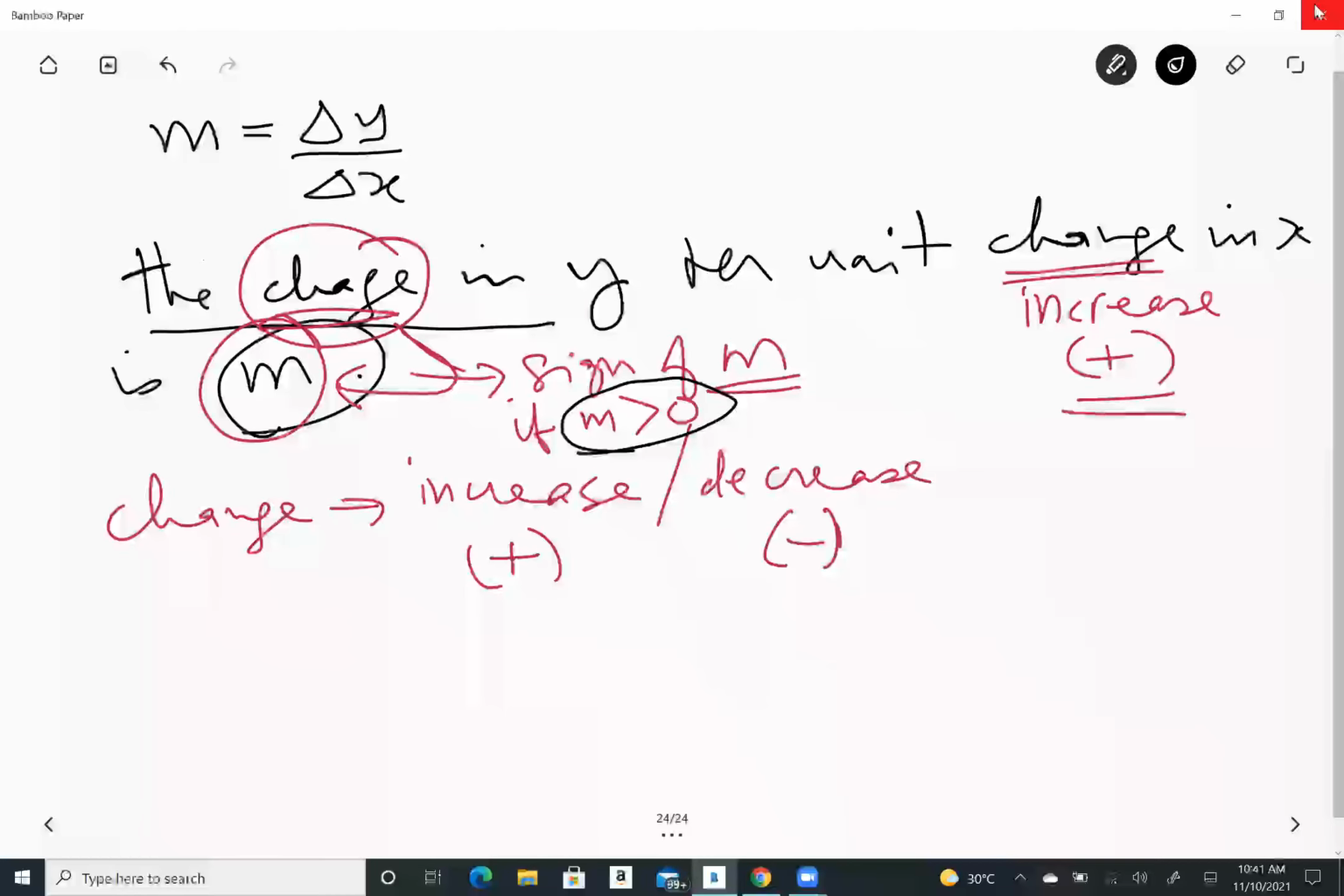Now, if M is positive, what about Y? What can you say about the change in Y? Is it an increase or is it a decrease? Increase. If M is negative, is the change in Y a decrease or an increase? Decrease.